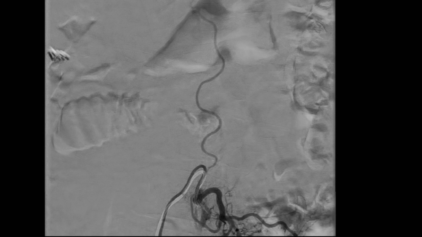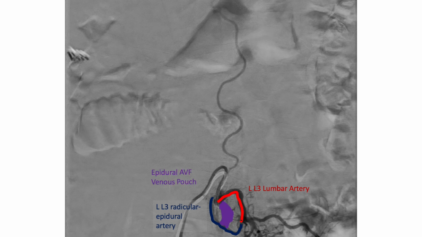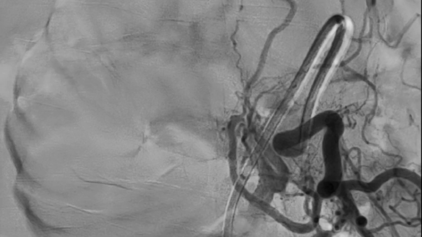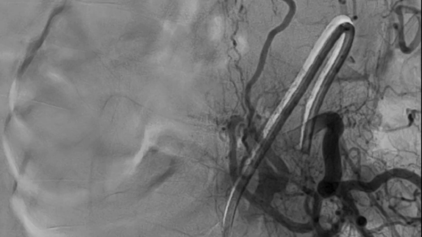Selective angiography of the left L3 lumbar artery demonstrated a spinal epidural arteriovenous fistula with intradural venous drainage. Here in red we see the left L3 lumbar artery, and then in blue we see the left L3 radicular epidural artery. In purple we see the epidural arteriovenous fistula pouch, which is the site of the shunting, and then in darker purple we see the intradural draining vein. Here we see a more magnified projection showing the arteriovenous fistula in the epidural space.